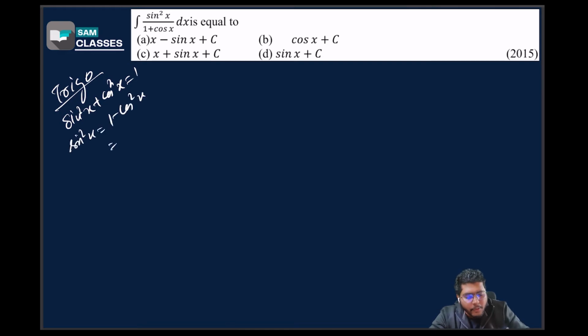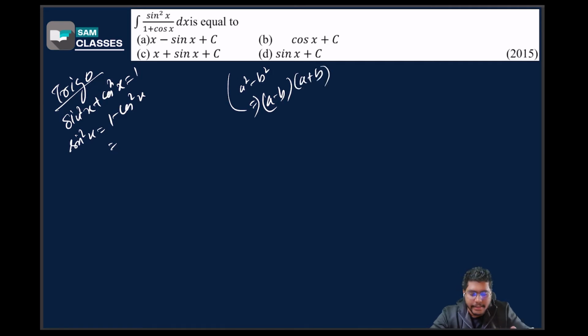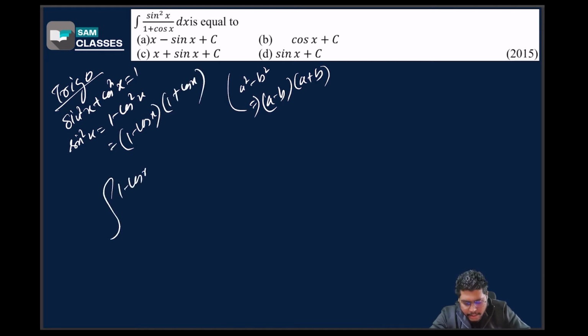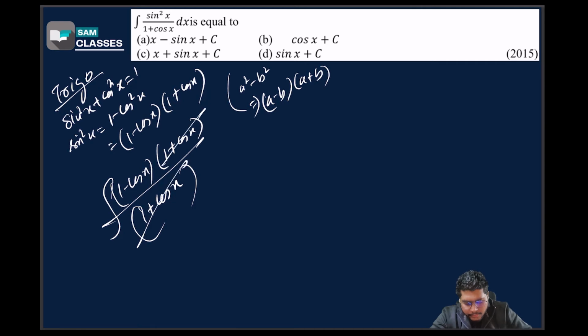And I remember one more formula from algebra. And what is that formula? A square minus b square, student, is what? a minus b into a plus b. This I have studied in what? Class 6 or 7th, correct? So this I can write as 1 minus cos x into 1 plus cos x, correct? See, and then I'll simplify 1 minus cos x into 1 plus cos x divided by 1 plus cos x, correct? So you cut, what do you have? Just integration of 1 is what? x, and integration of cos x is sin x plus c.